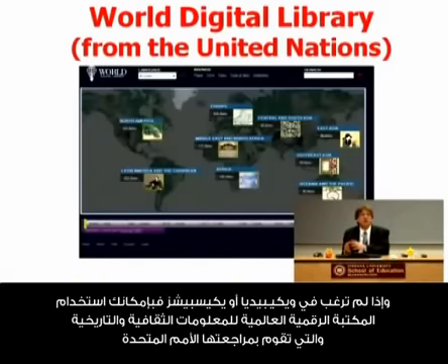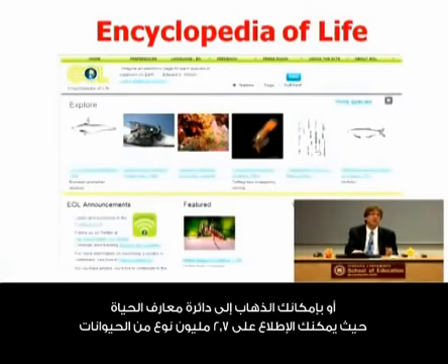And if you don't like Wikipedia, if you don't like Wikispecies, also built by the Wikimedia Foundation, you can use the World Digital Library for cultural and historical information that's been peer-reviewed by the United Nations and created by them over a span of many years. You can go to the Encyclopedia of Life if you don't like Wikispecies, because this has peer review, and they're looking at 2.7 million species with peer review of contents on the web.